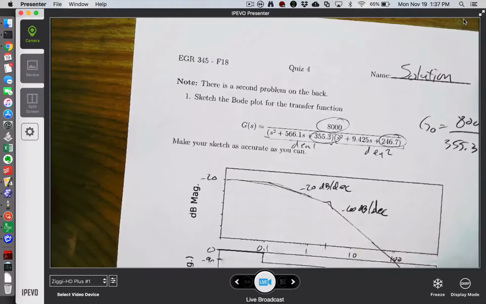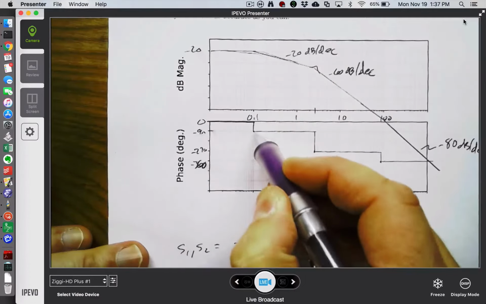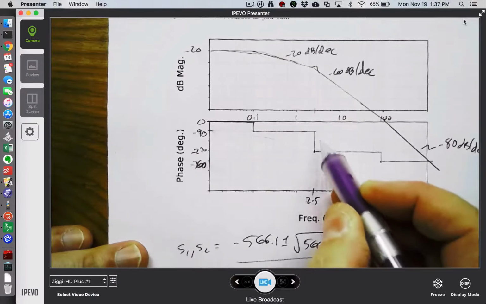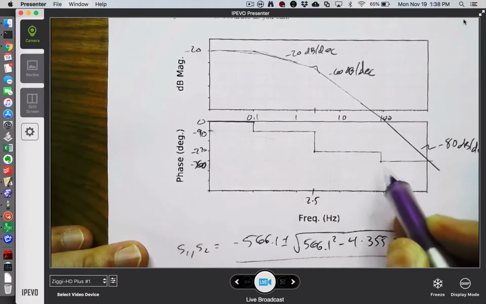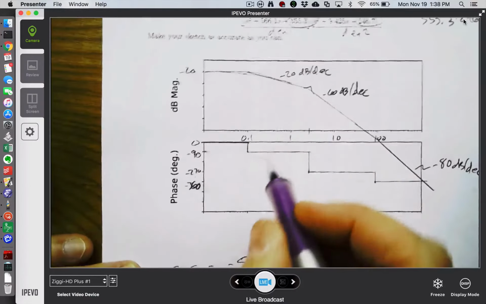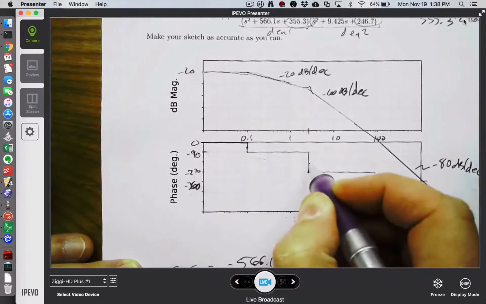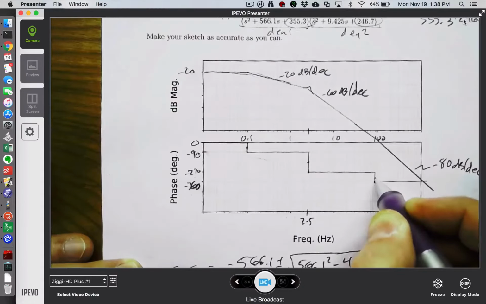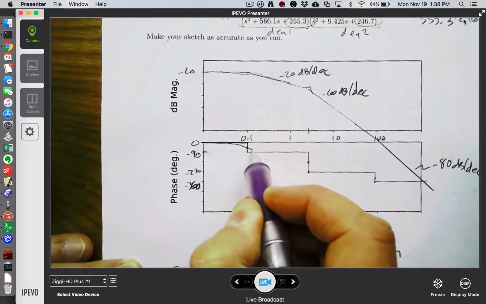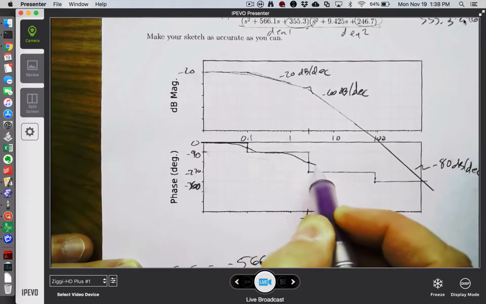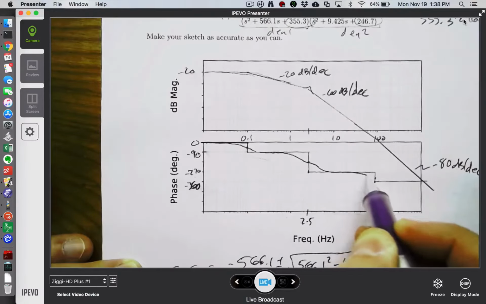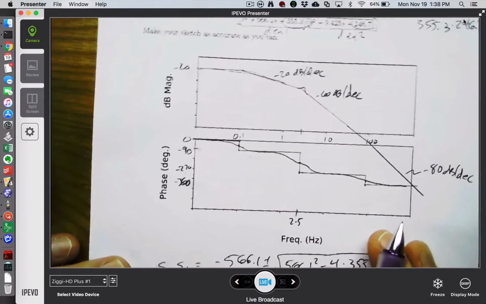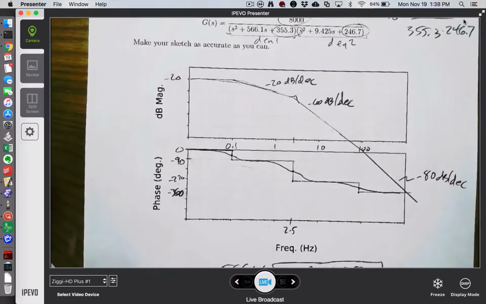Okay, so at 0.1, we're dropping down to minus 90. At 2.5, we're dropping down to negative 270. At 90, we're dropping down to negative 360. And then I would pass through the middle of each of those at the frequencies that we're talking about. So it would look something like that. That's a pretty decent sketch by hand.